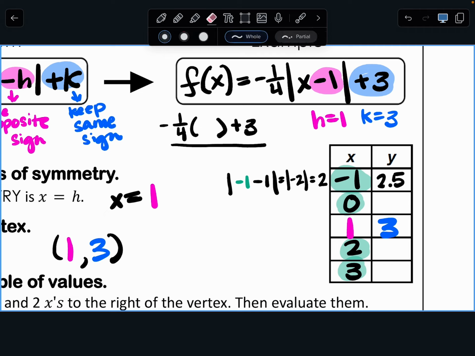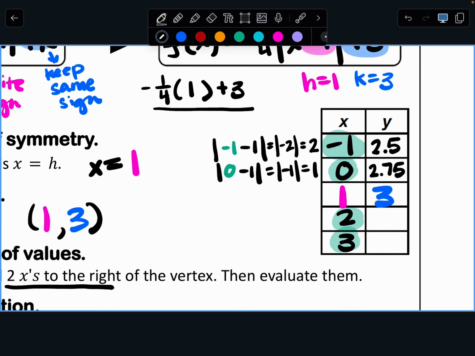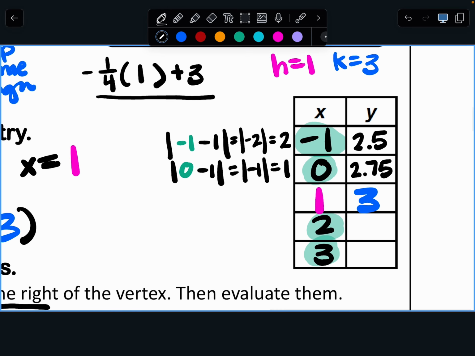Now I'll erase this and move on to the next part. So now I'm going to substitute in 0 for x. 0 minus 1 is negative 1, and the absolute value of negative 1 is positive 1. That's what I put here in the parentheses, put that into the calculator, and I get 2.75. So if your calculator is giving you a fraction, just hit that convert button above enter, and it converts it to a fraction for you.